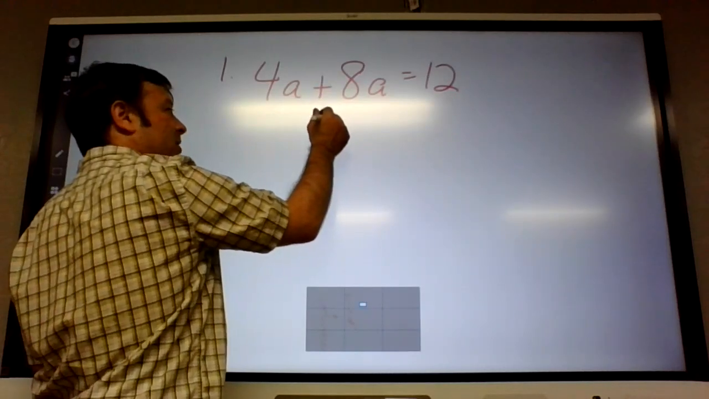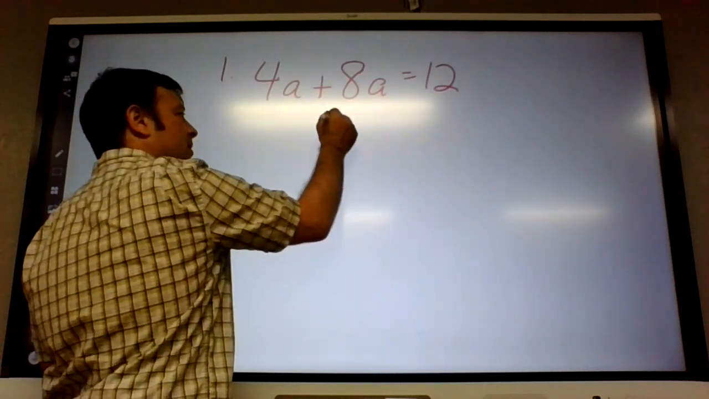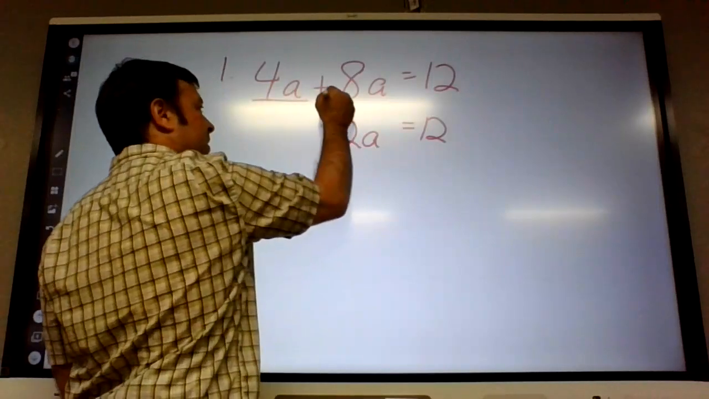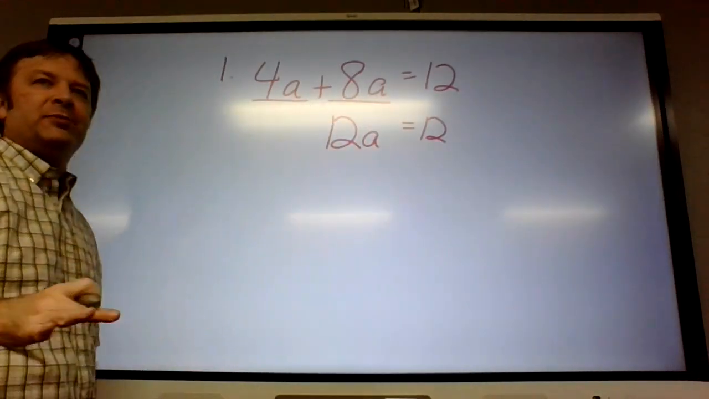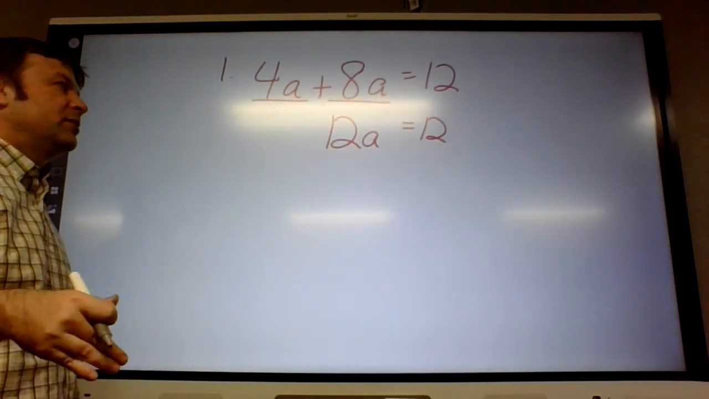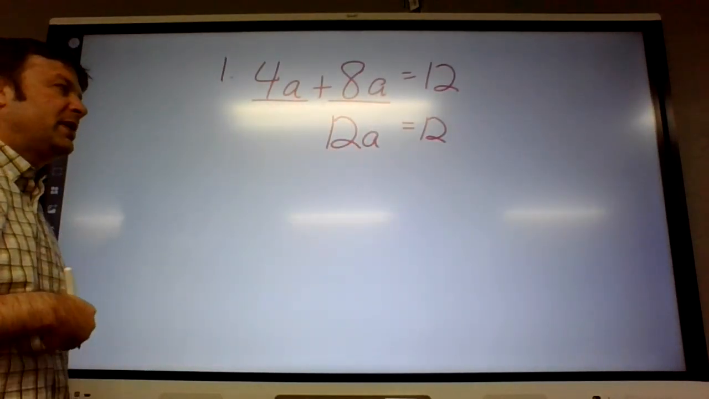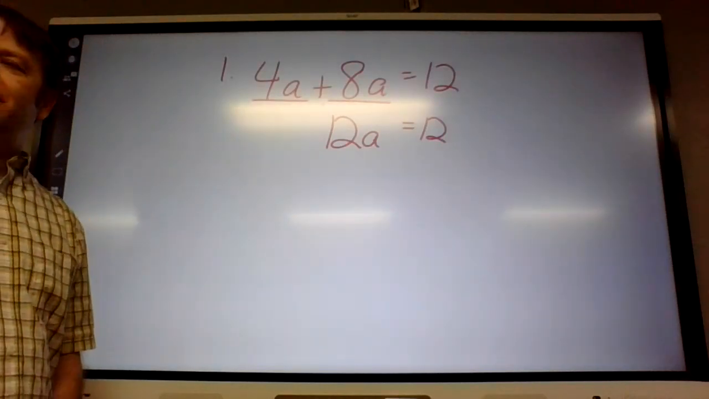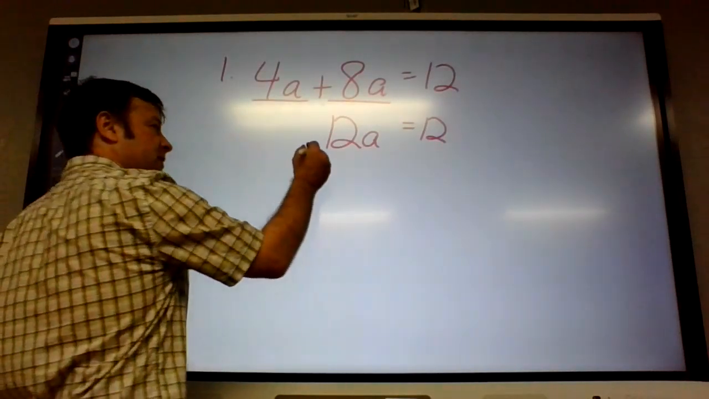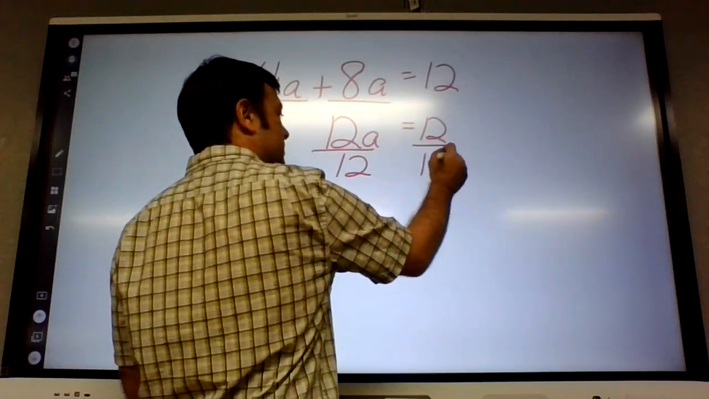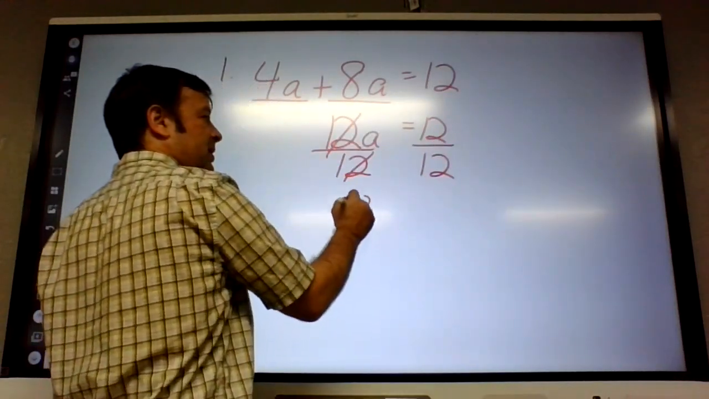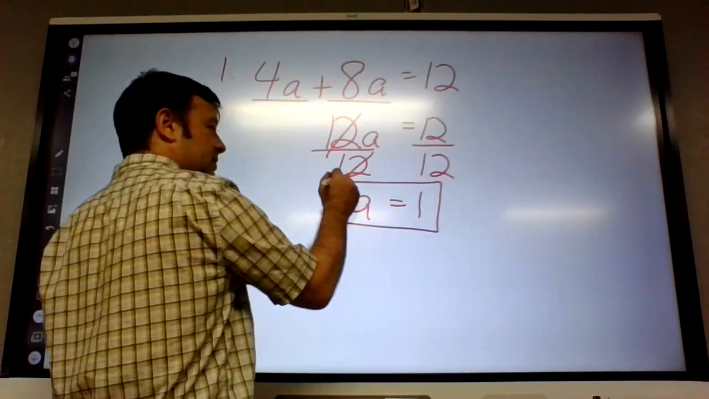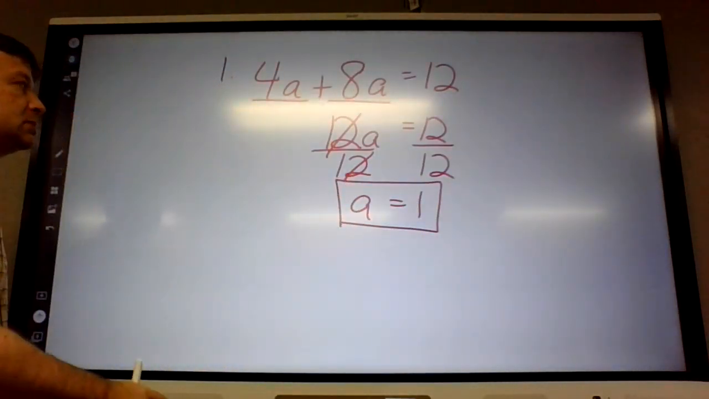So that would become what? 12a equals 12. 4a plus 8a. If they are like terms, they can add together. 4a plus 8a become 12a. And then what would our step be to solve, Eleanor? Divide by 12. So that goes away. We get a equals 12 divided by 12 is 1.